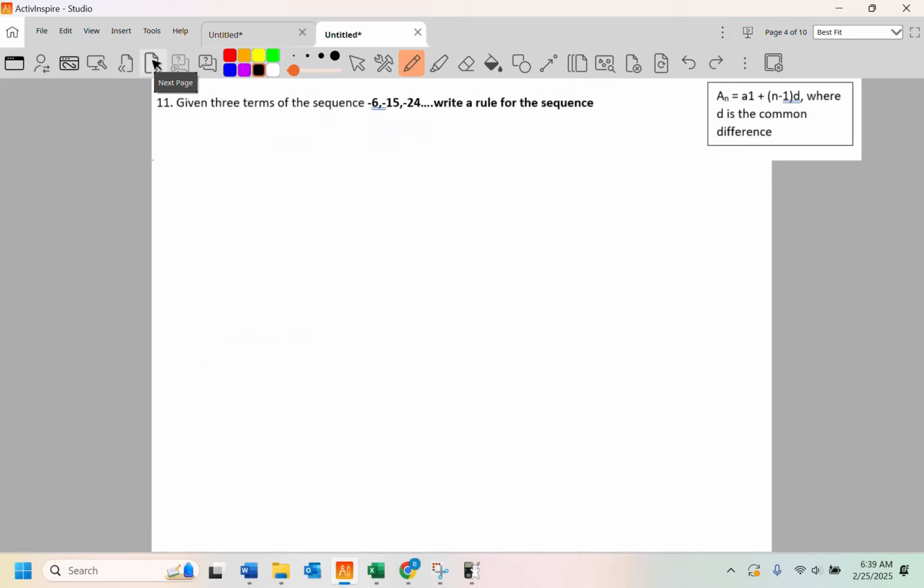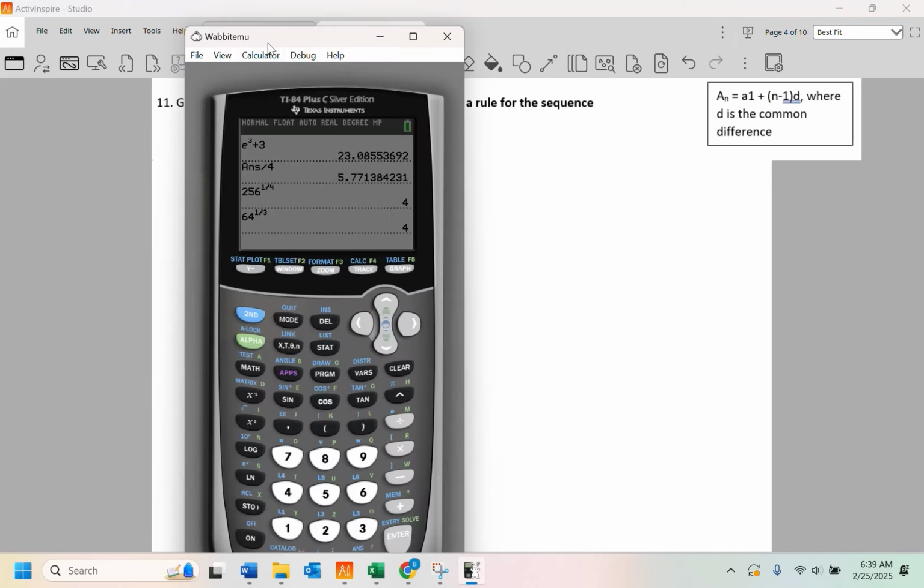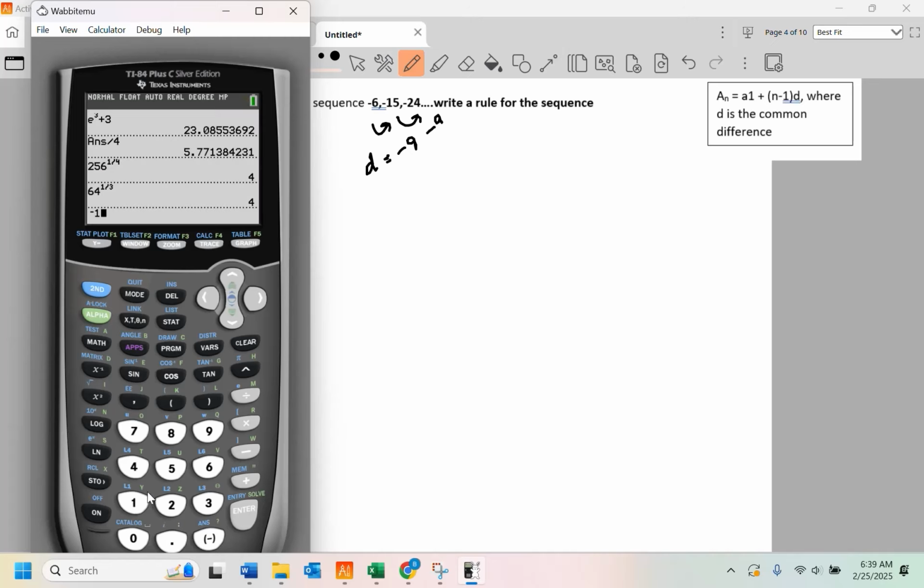Moving forward to 11, given 3 terms of the sequence, -6, -15, -24, write a rule for the sequence. So the first thing you have to do is decide if it's arithmetic or geometric. It looks to me like as I move from left to right, the difference is -9. That's pretty consistent. Now, for those of you that are arithmetically challenged, I can go to my calculator, do -15 minus -6, and it'll tell me -9. And I can see if that pattern holds by moving to the third term and subtracting the second term. So this is arithmetic because you are adding or subtracting.